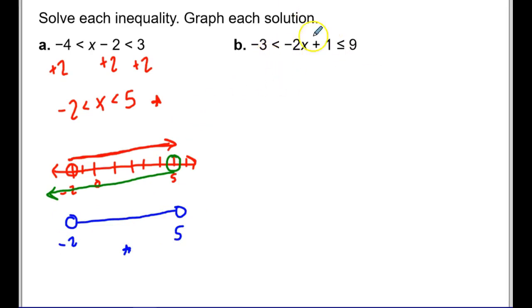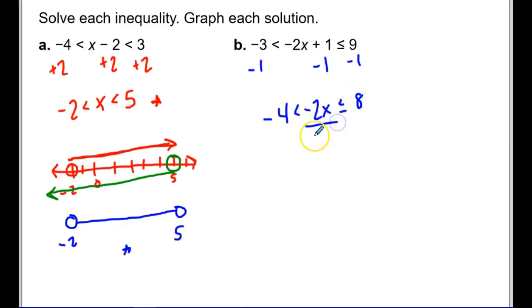So now let's look at this second equation. Again, what I do to one piece I have to do to them all. So here's my x in the middle, and I want to solve for that x. So I start by subtracting 1 from each piece. So now I have -4 < -2x ≤ 8.